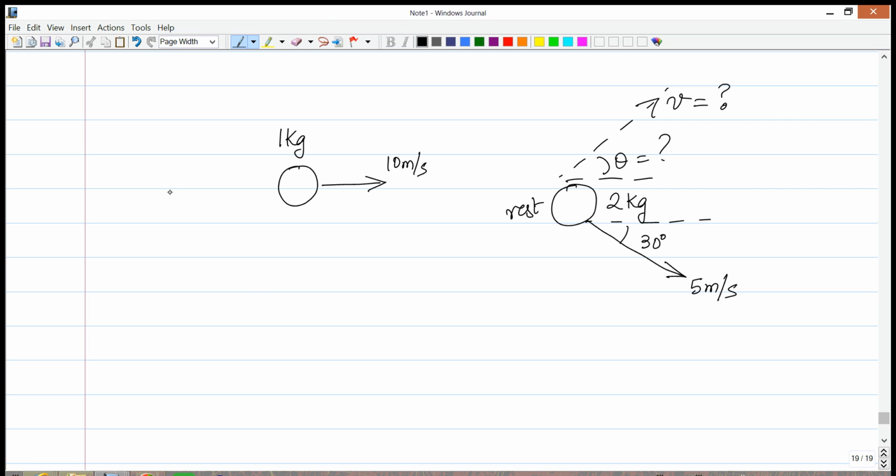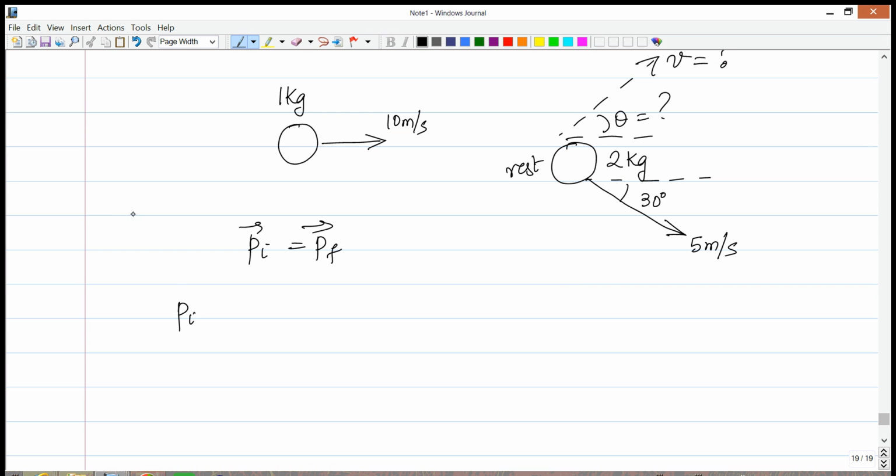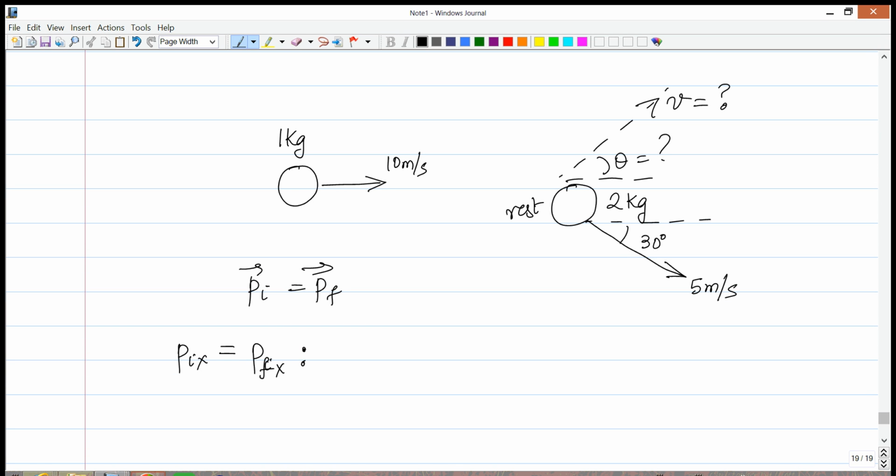But what we have at our disposal is PI equals PF. And what we'll do is, since it's a glancing collision, we'll conserve it along the X direction and along the Y direction. So we'll do PIX equals PFX. We'll do it along the X direction first, and then we'll do the same for the Y. Now in the beginning, if you'll notice, the 1 kg block is the only one moving, and it's moving simply in the X direction only. So its momentum along the X is simply equal to 1 times 10. Okay, the second one has 0 momentum.